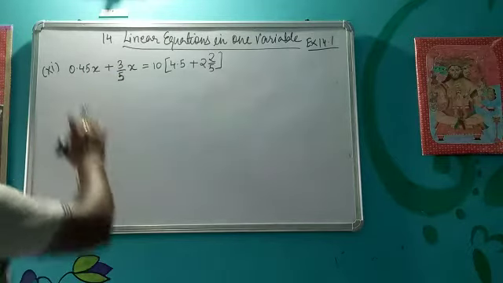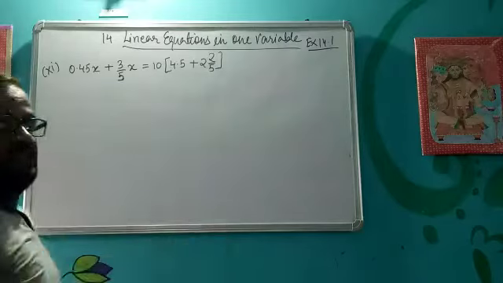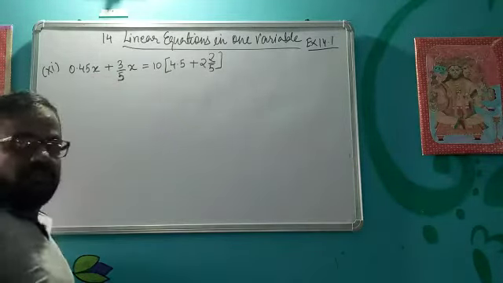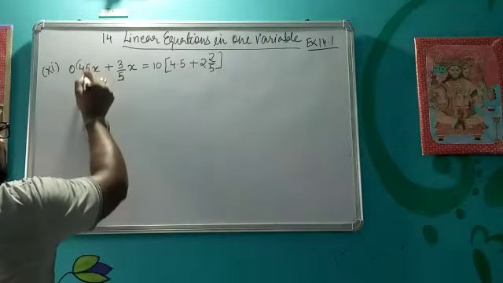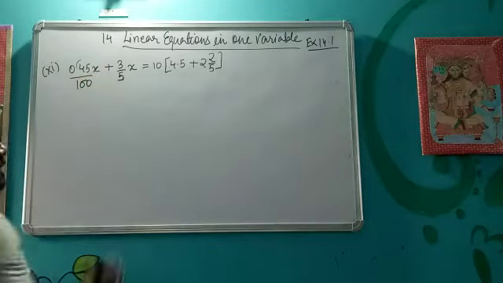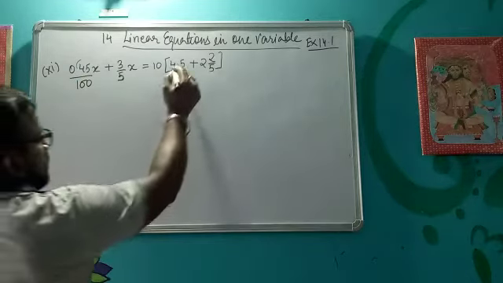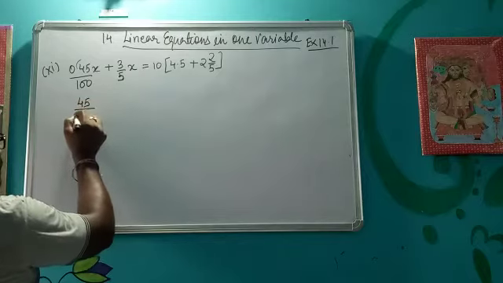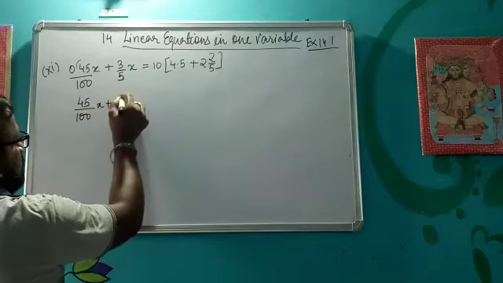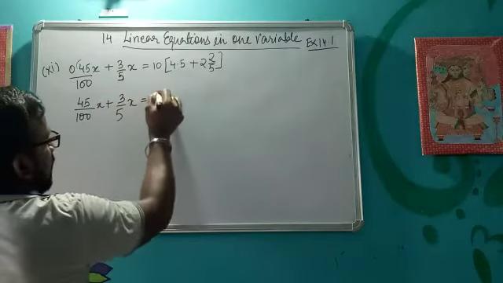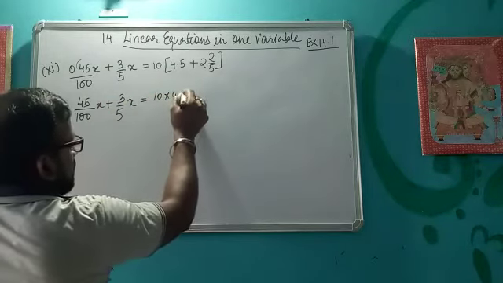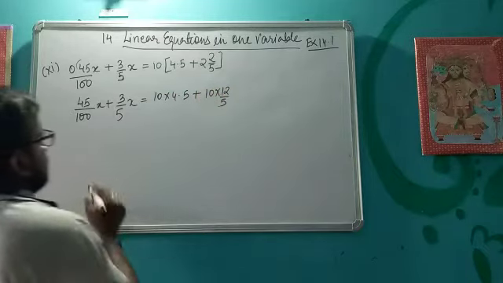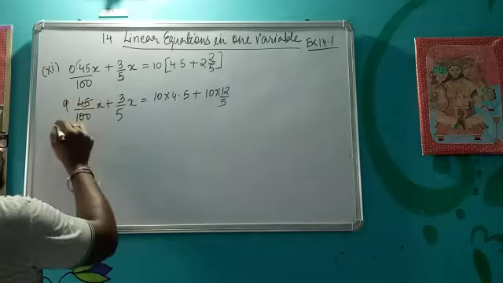So now in this it is decimal. Here it is again one more decimal. So what I am going to do, either you can remove the decimal. If you remove the decimal, it becomes 100. Then it will be like 45 upon 100x plus 3 upon 5x, and I am going to multiply 10 in the bracket. So let's see what I will get.